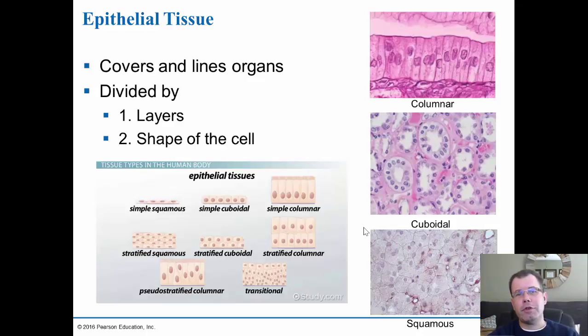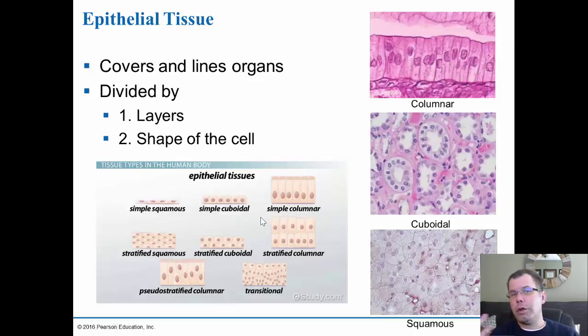Now, epithelial tissue, like I said, is really those that cover and line the organs, and it's divided by the number of layers you have and the shape of the cells. Typically, if you have one layer of cells, you're called simple. And then you're described by the shape of the cell. So you have the squamous, which has kind of a flat, fried egg appearance. You have the cuboidal, which is more cube shaped. And then you have the columnar, which looks like a column.